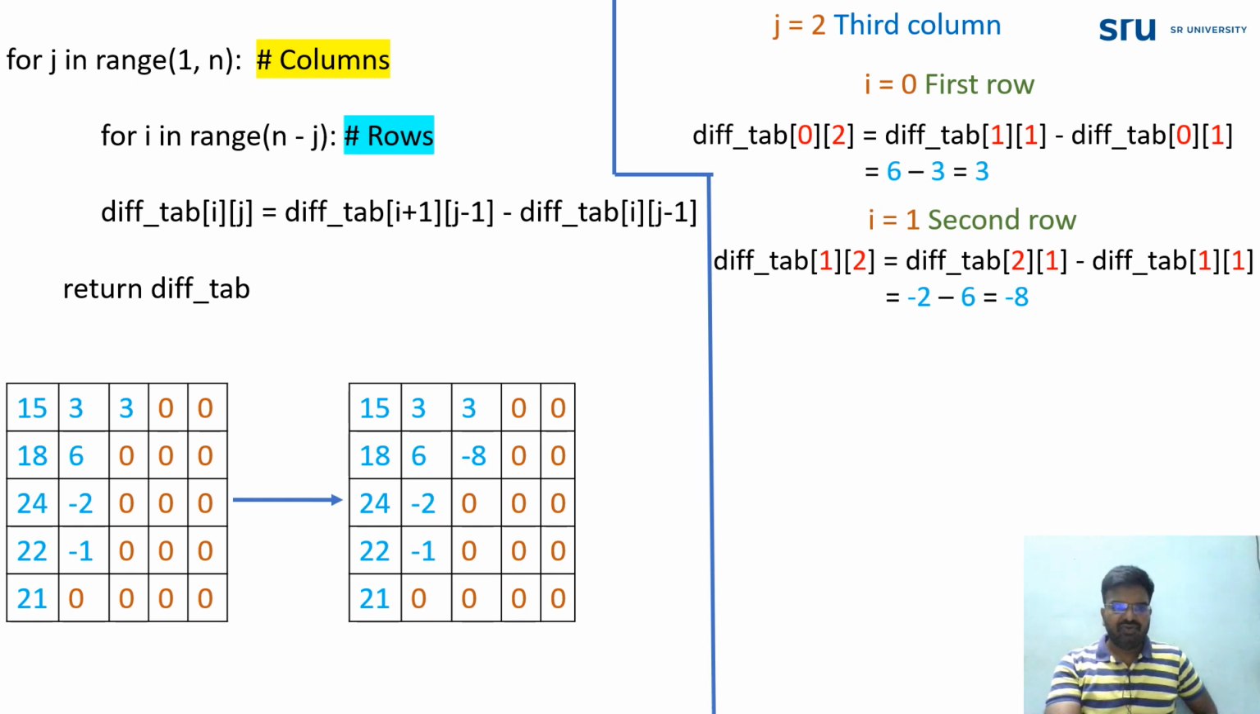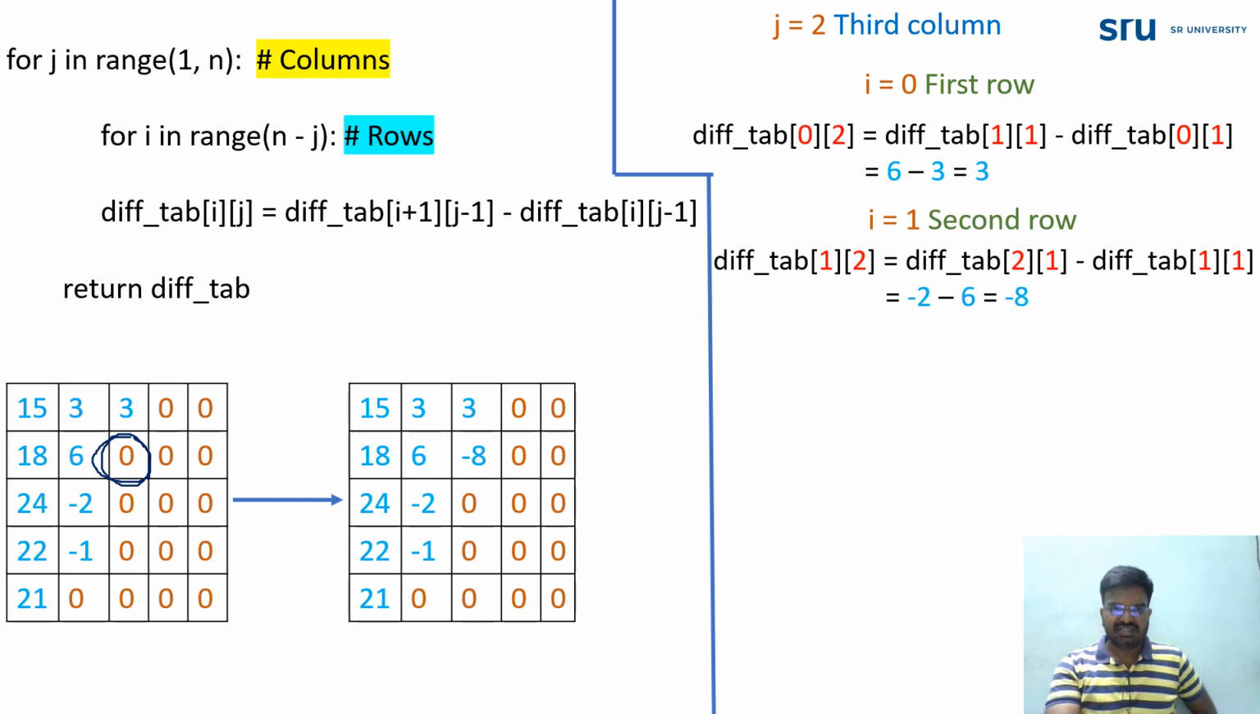Now I have to fill this position. What is this position? It is the second row, third column. I equal to 1 means it is the second row. In the second row, I have to fill this position.